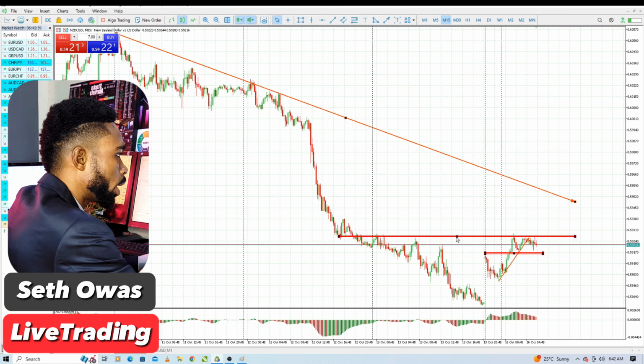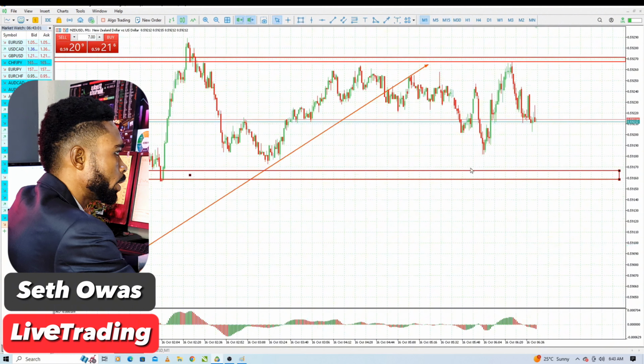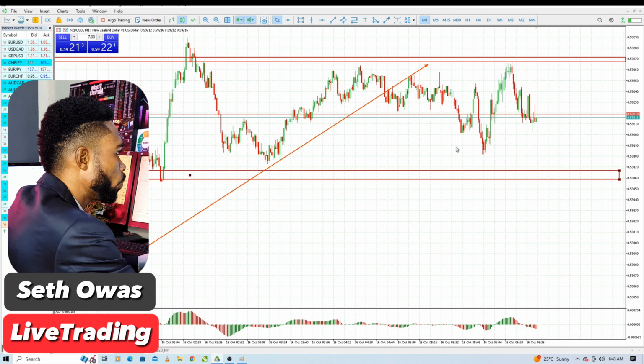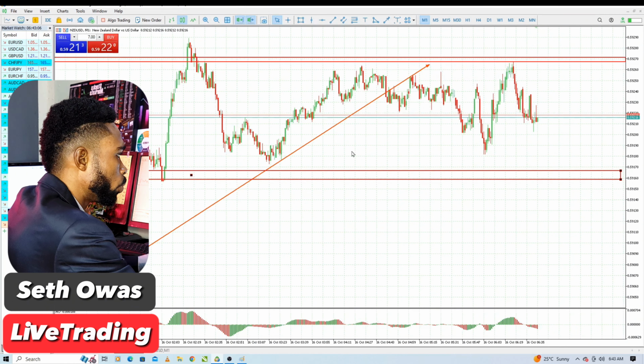So back to the M1, let me delete this. You can see this support zone is the one we drew minutes ago. So let me reduce this one a little.